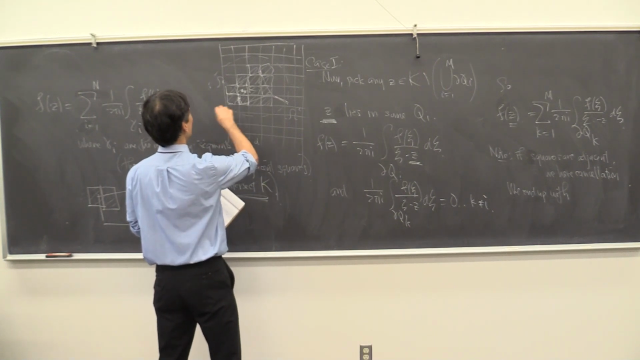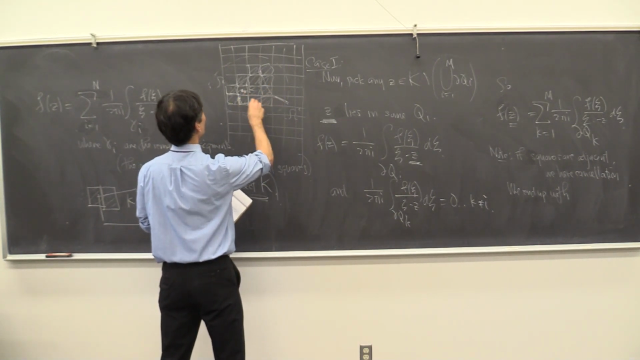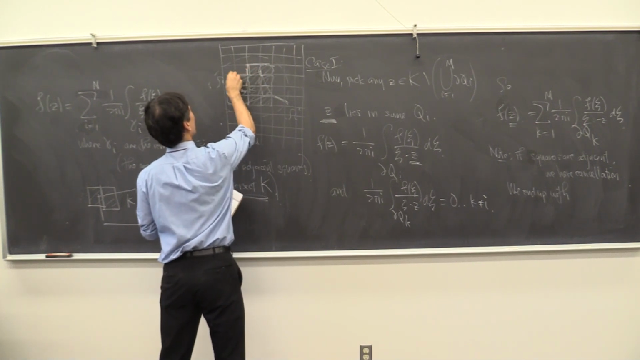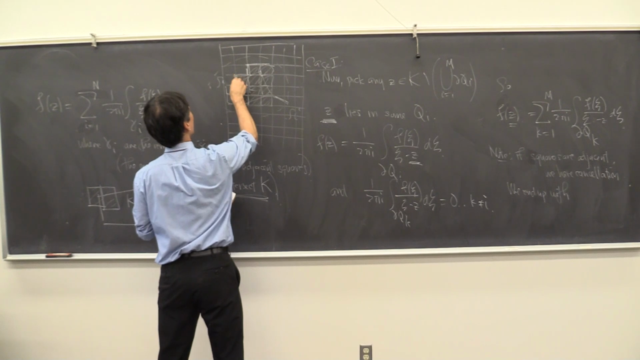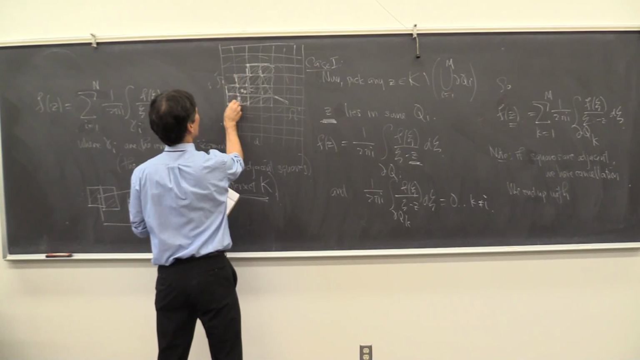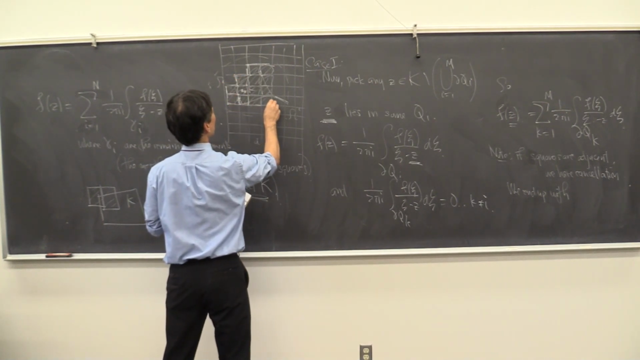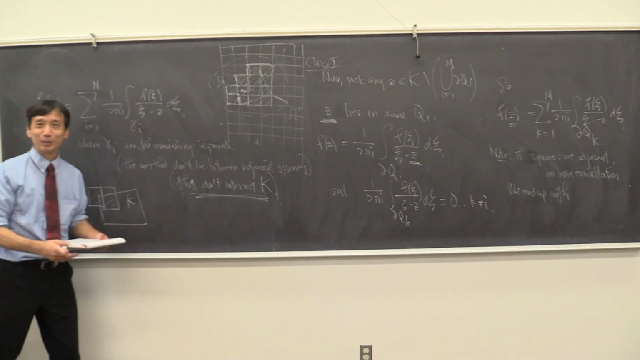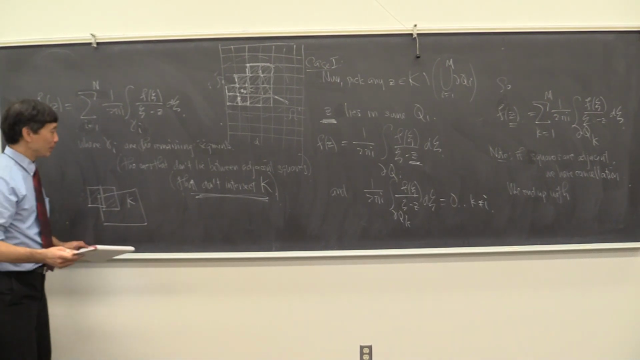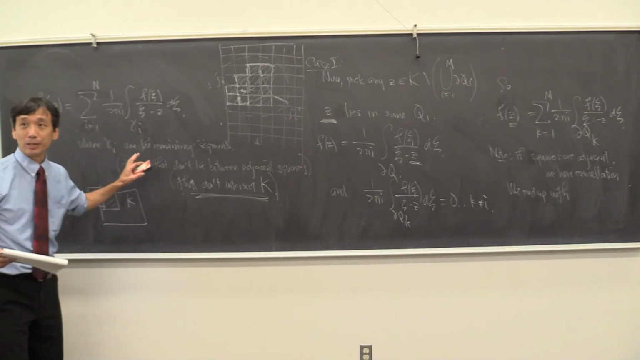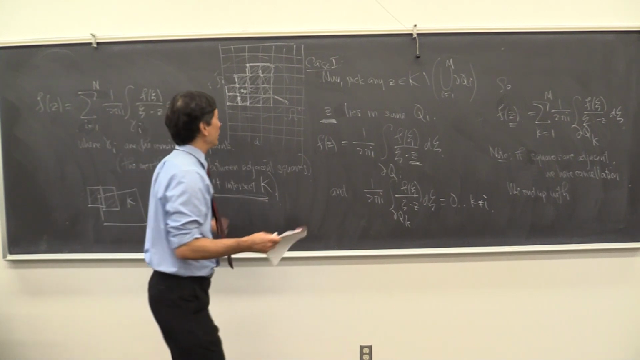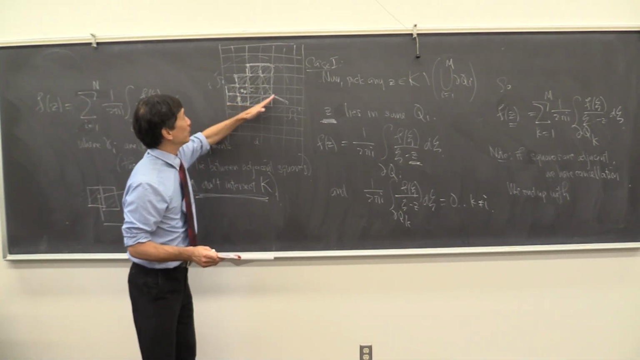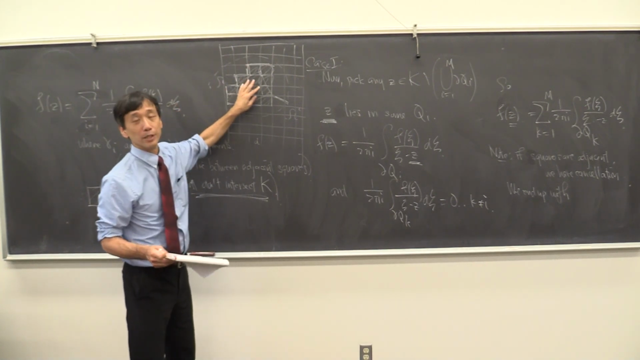Normally I mock people who use colored chalk, but I wish I had some colored chalk. So you're only going to get these things on the outside, basically. Anyway, just look in your book. There's a better picture. Okay, I hope that's clear. You integrate over all the cubes, a lot of cancellation occurs, and then you're basically left with this stuff on the outside that doesn't intersect K.